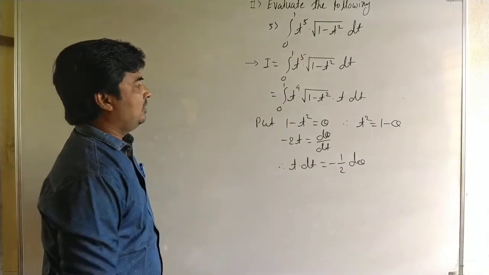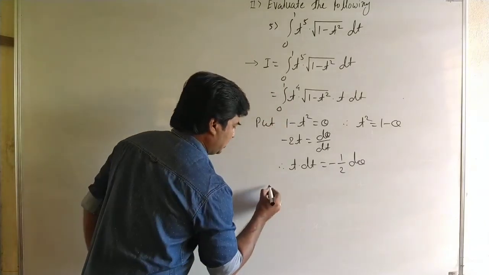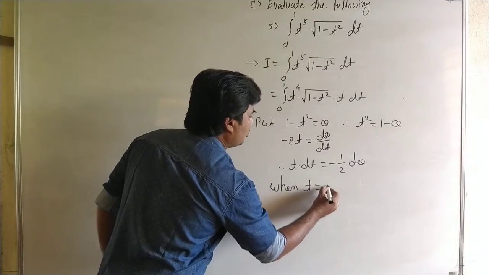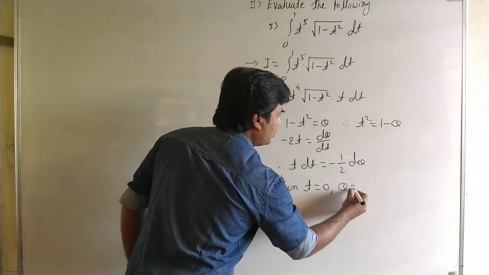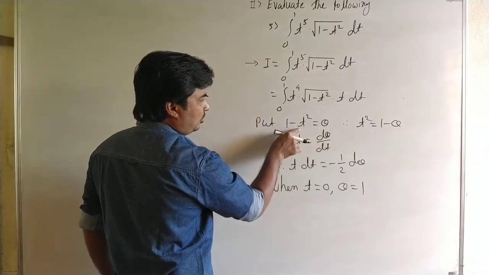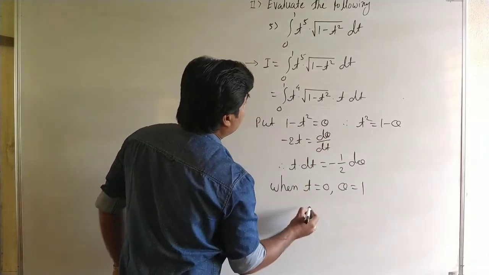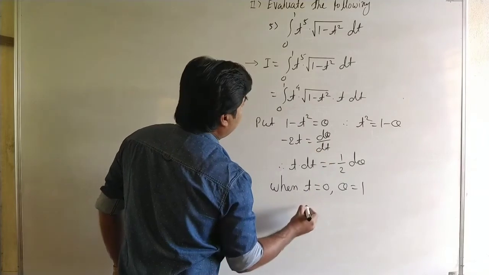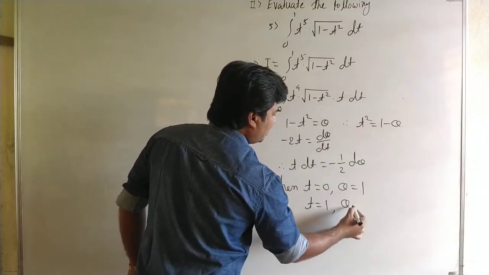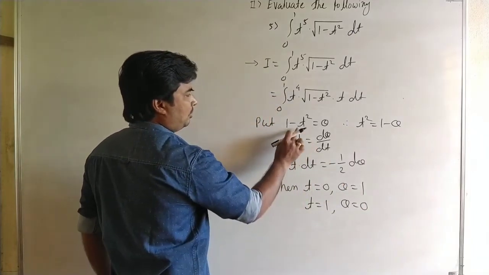Here it is a definite integral. We use substitution, change limit. When t is equal to 0, theta is equal to 1, since 1 minus 0 is 1. And now when t is equal to 1, theta is equal to 0, since 1 minus 1 is 0.